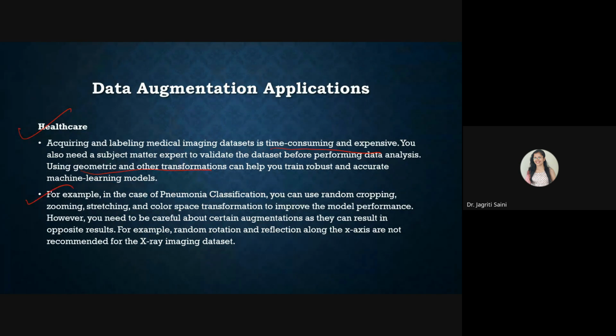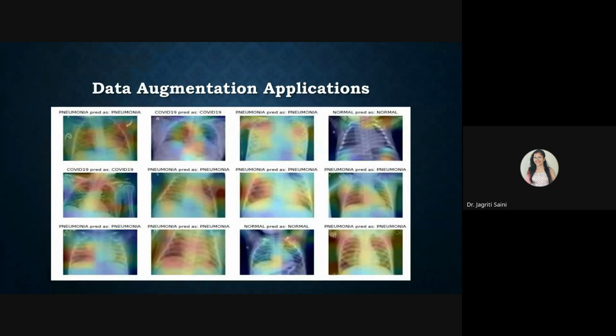Such as we have one example of pneumonia classification. In this case, we can apply random cropping, zooming, stretching, or color space transformation to enhance model performance, but we definitely need to be careful. If there are some unwanted rotations or reflections that can change the meaning of your X-ray imaging data set, then we need to refrain from using them. These are some examples we can see here. We have added some transformations, we have shifted images slightly, and based on that we can make predictions on whether the person is normal or suffering from pneumonia.